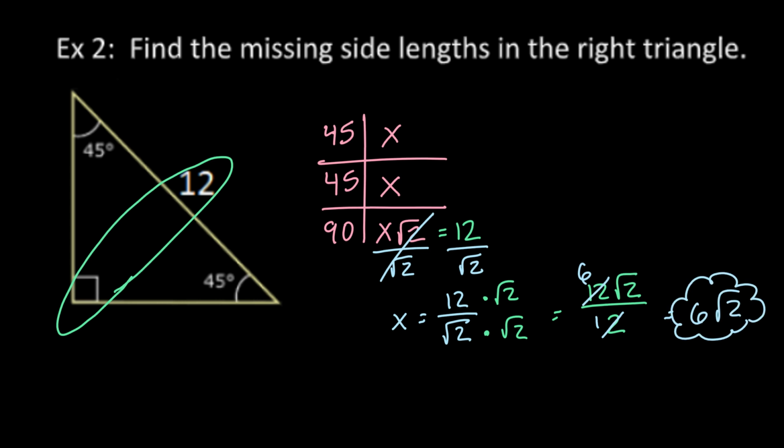Now, is that the end? What do I have to do with that 6 square root 2? So now I know if x is 6 square root 2, wherever I see an x, I'm going to put 6 square root 2. So that means the sides across from the 45 are 6 square root 2.